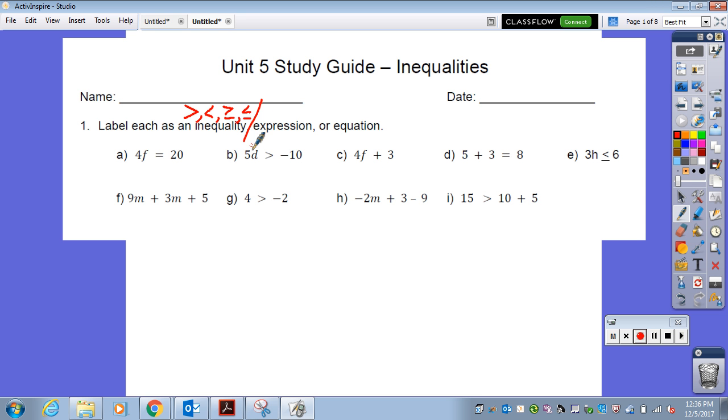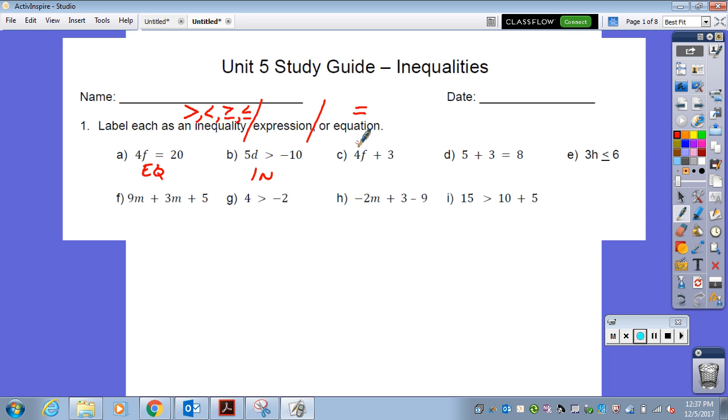Of course, it needs to be true, but we probably did not give you any inequalities that are not true. An expression needs to have at least one math operation. There are algebraic expressions and numerical expressions. And an equation needs to have an equal sign and, of course, needs to be true. So this is really that simple. A would be true if f were 5, so this is an equation. B has an inequality symbol. We could solve this. This is an inequality.